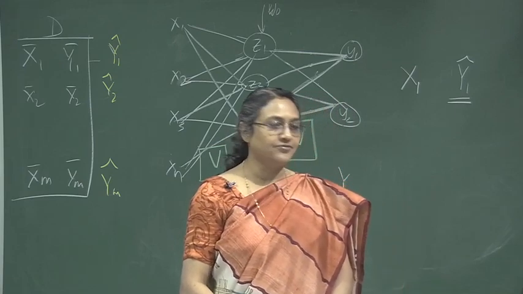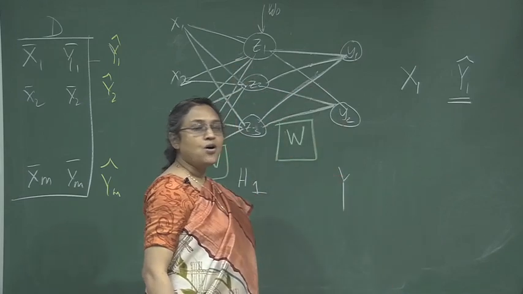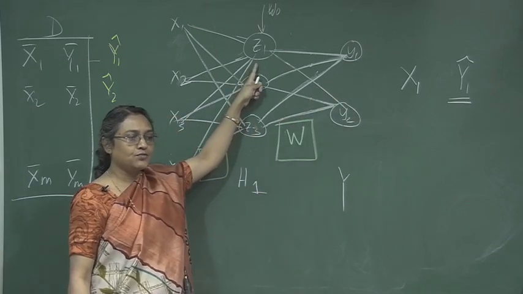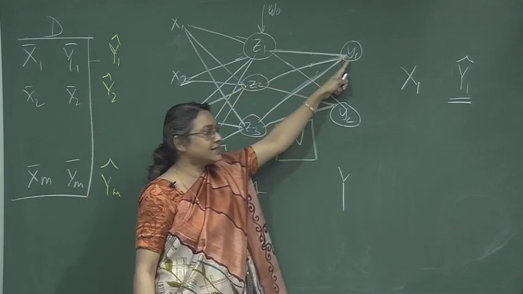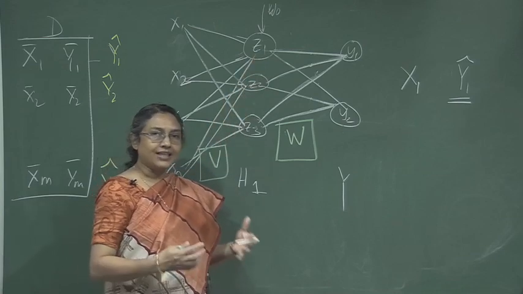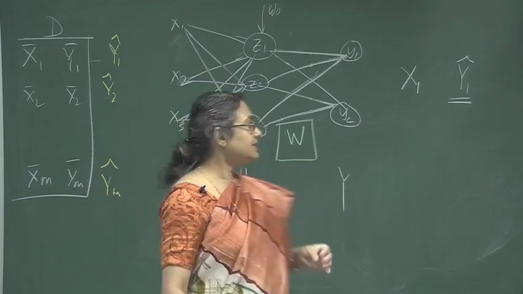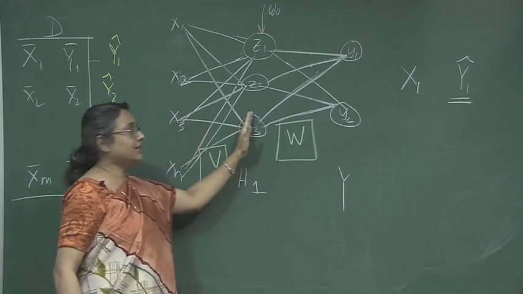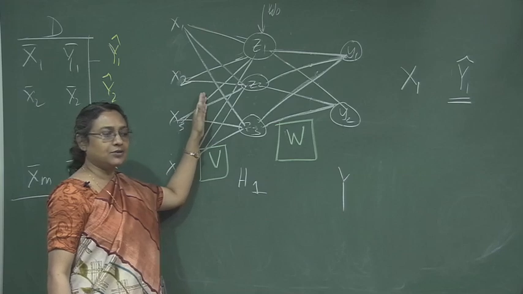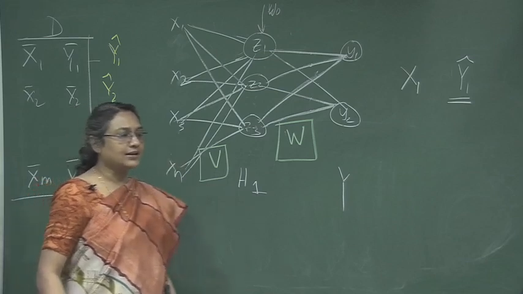But how to update V? As we said, we do not know the target values of Z1, Z2, Z3. So, what we do is that we back propagate the error here to the error here. So, we propagate errors which are visible at the output units to these hidden units, and then based on that error we do the similar training rule. And if there were more layers between this and the input, these errors can be further propagated downwards. So, error back propagation can be continued if the net has more than one hidden layer.